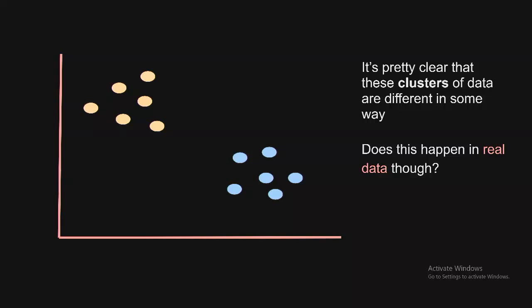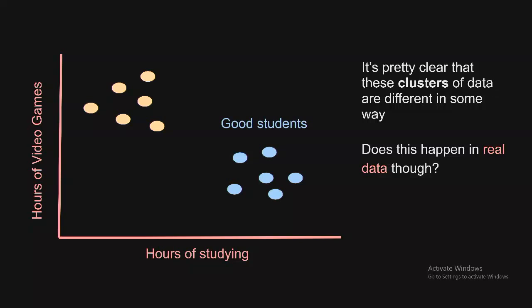And here's an example of what this data might look like. If this was hours of studying, this is just relating it to the other one, and we had hours of video games, then we could see that we could have these clusters that we can automatically label. These could be good students, and these could be gamers. And we can see that they are discrete groups. So clearly this sort of stuff can exist in real data, clearly.